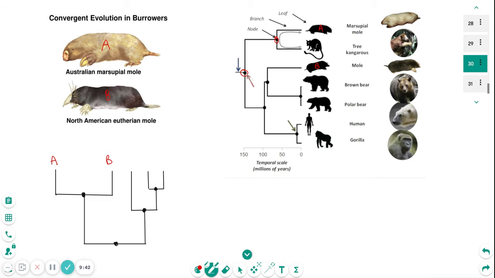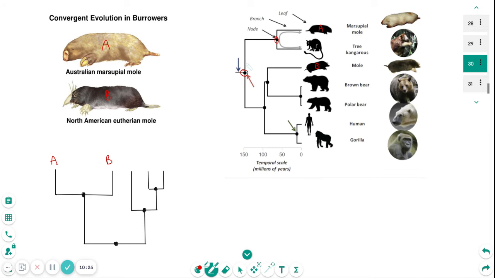So in actual fact, if we look at how the American mole's evolution from its ancestor diverged in a different way through different mutations, it's much more reasonable to say that the American mole and the polar bear are more similar, or the American mole and the brown bear have got more in common, even though these two moles look the same. And we call this convergent evolution. Convergent evolution, it's not divergent. This is divergent evolution, where they've broken off from a common ancestor.